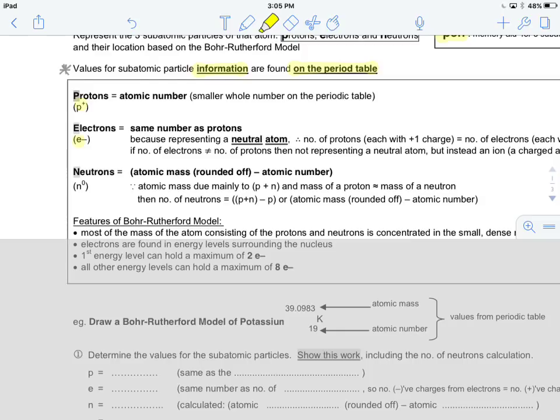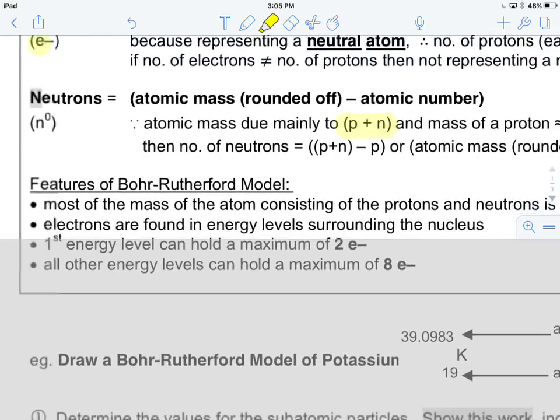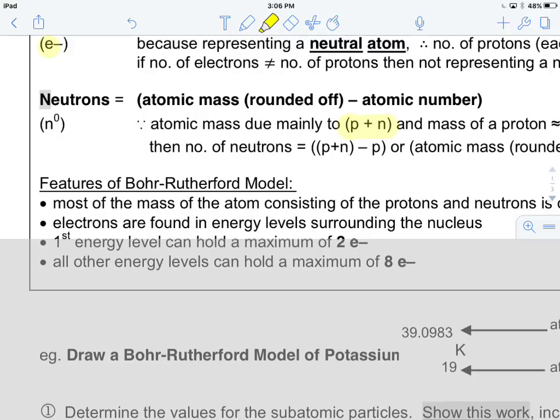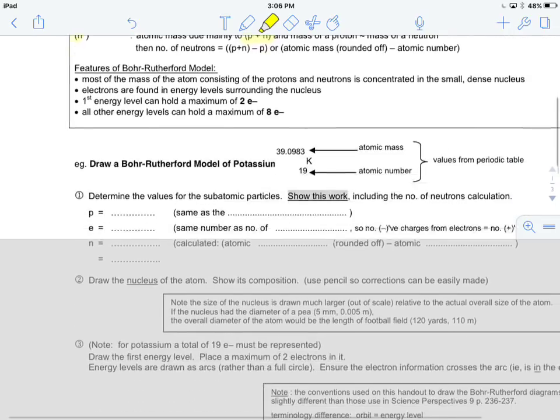Neutrons is a little bit trickier. You take the atomic mass, whatever it is, you round it off, and then you subtract from that the atomic number. Why? Because the atomic mass is mainly due to the fact that protons and neutrons contribute to the mass of an atom. So if I want to find out how many neutrons only, I take the number of protons plus neutrons and I just subtract off the number of protons. So these are three handy-dandy little reminders that are going to help you. So let's get right to a diagram.